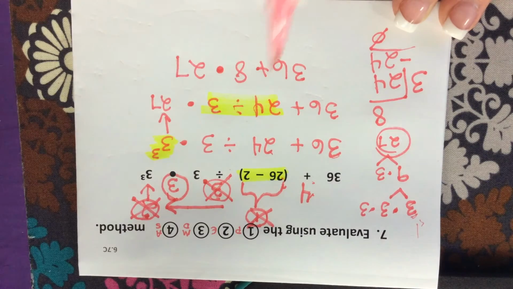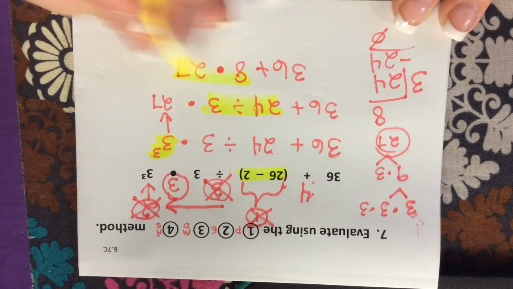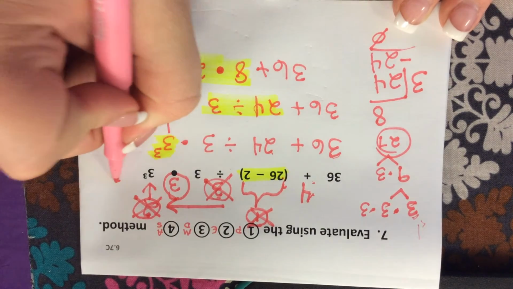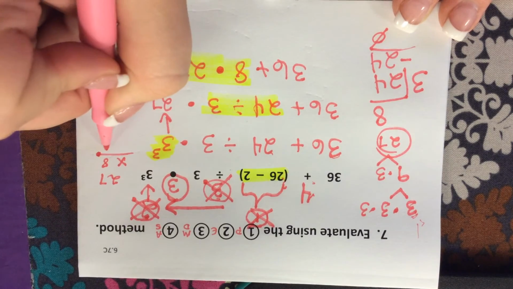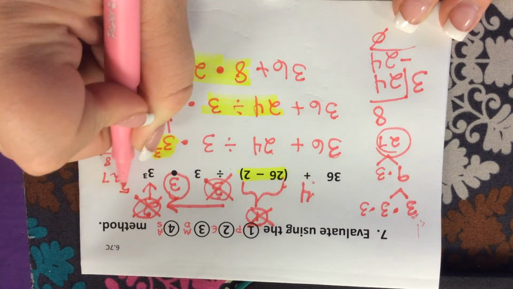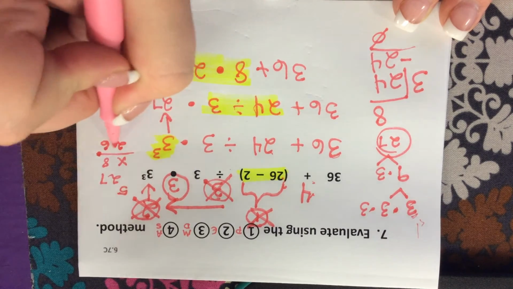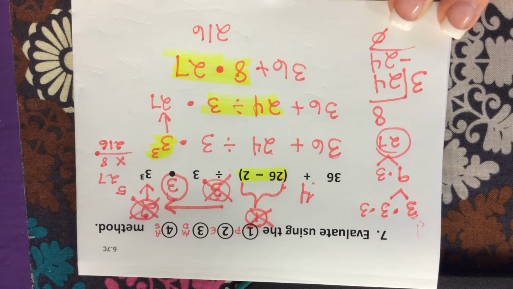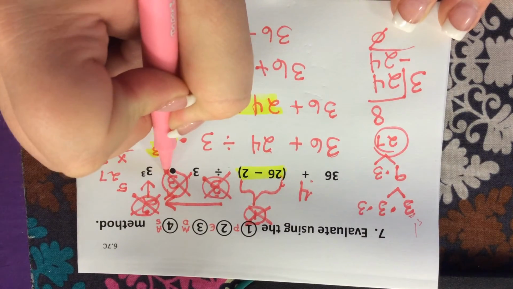It's time to move on to my second 3, where I multiply. 8 times 27. 7 times 8 is 56. 16, 17, 18, 19, 20, 21. 216. And I need to bring the rest of it down. Done with that step 3.